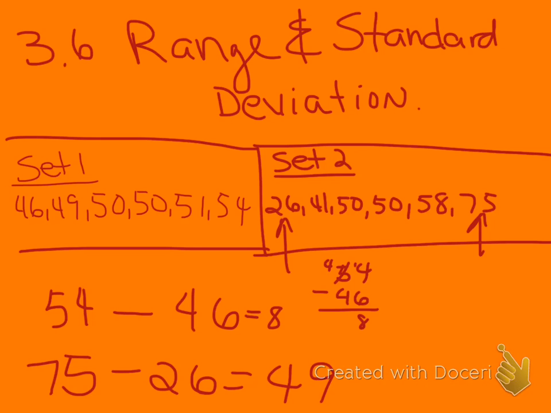Look at the span that set 2 covers: a range of 49, where set 1 only has a range, or a span or a width, of about 8. Okay, so now we're going to do something called standard deviation. Let's go to the next one.